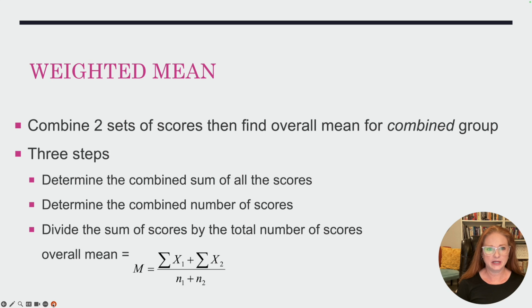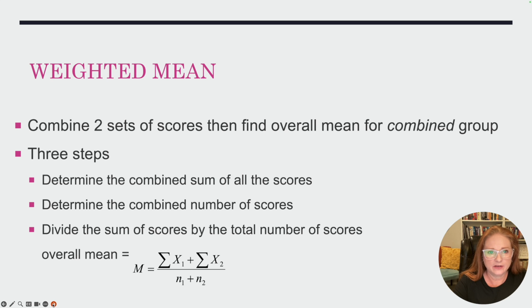That group of 100 should weigh more, right? It should take more space, should be heavier in my overall results, because it's almost 10 times the size of all my other groups. So when we talk about weighted mean, what we're doing is giving weight proportionally.